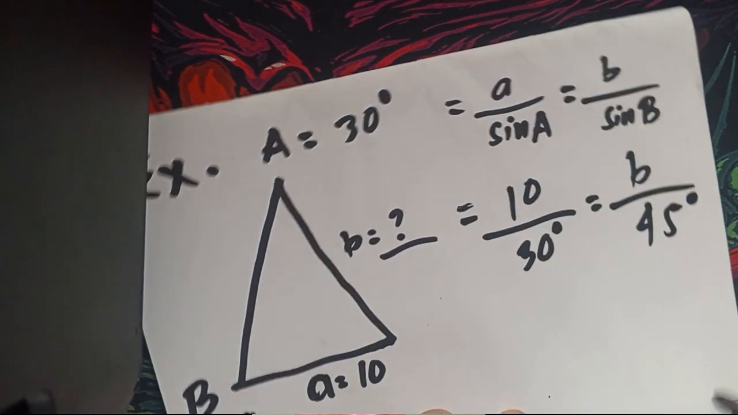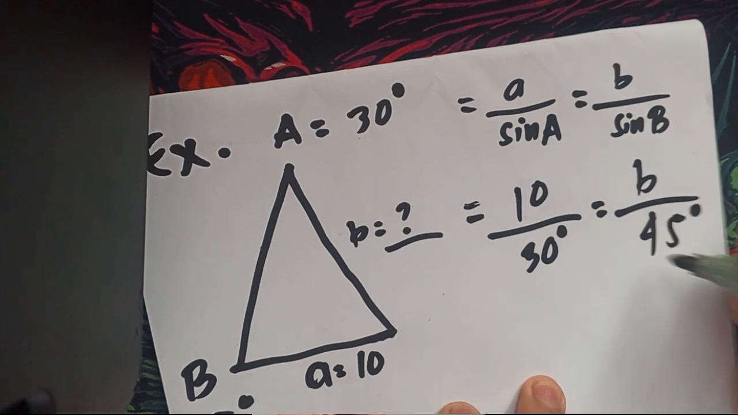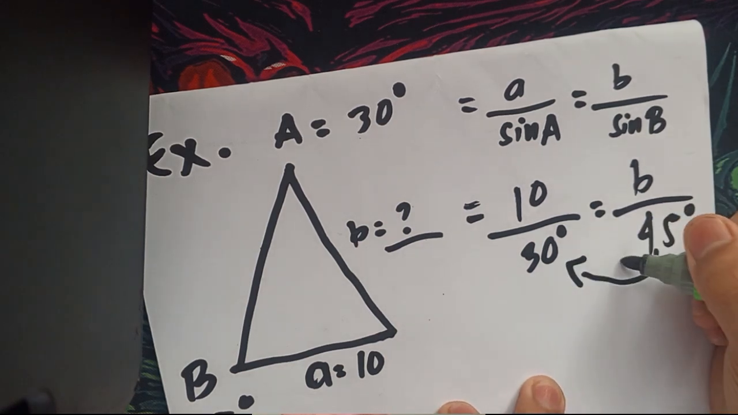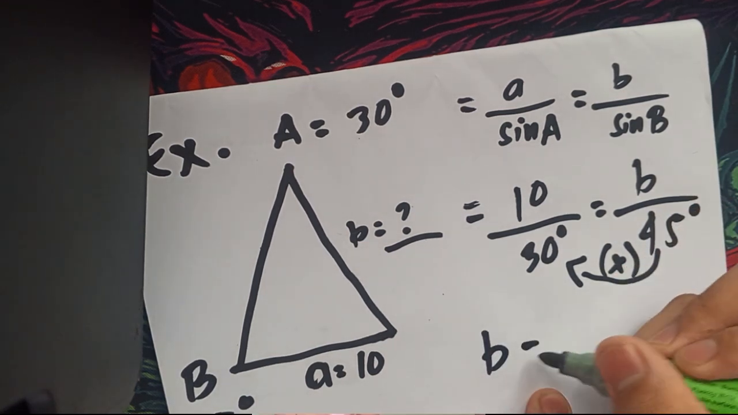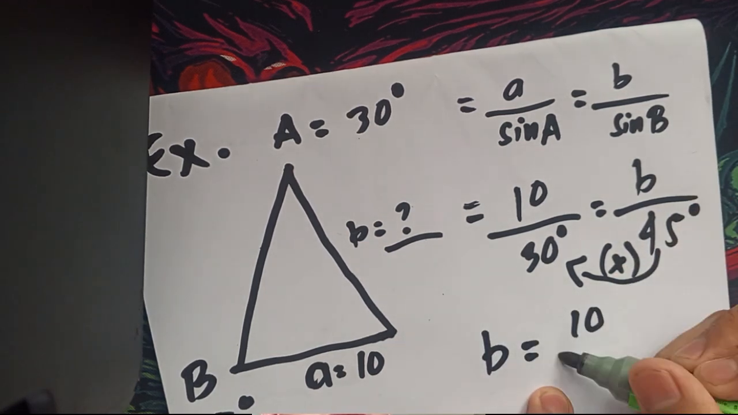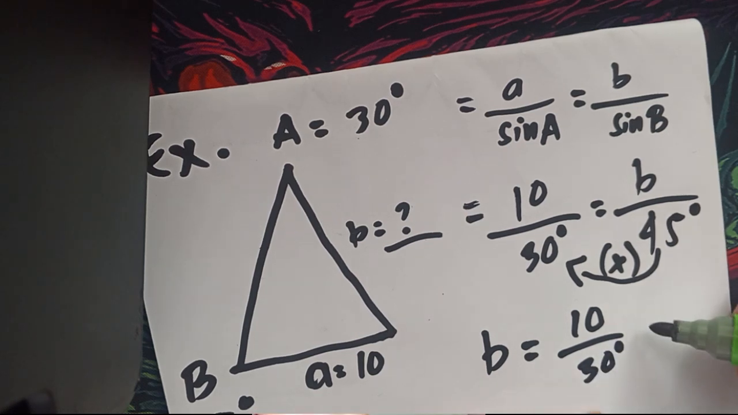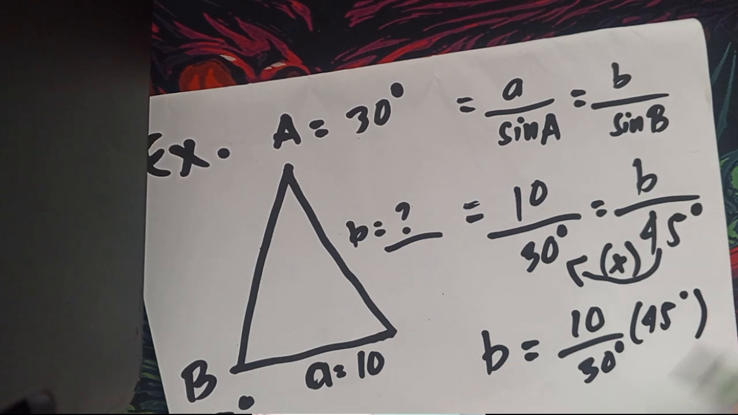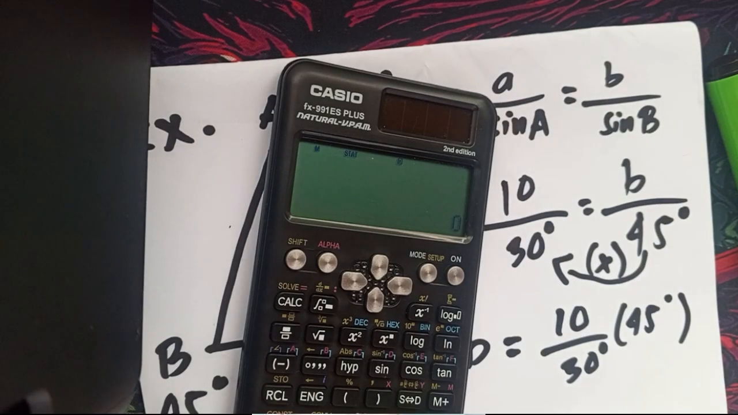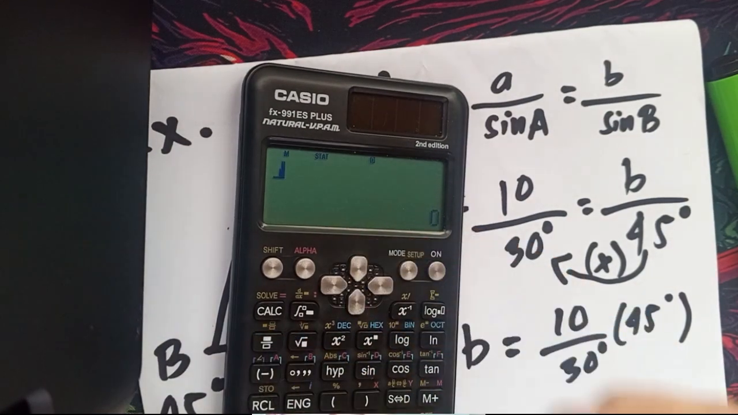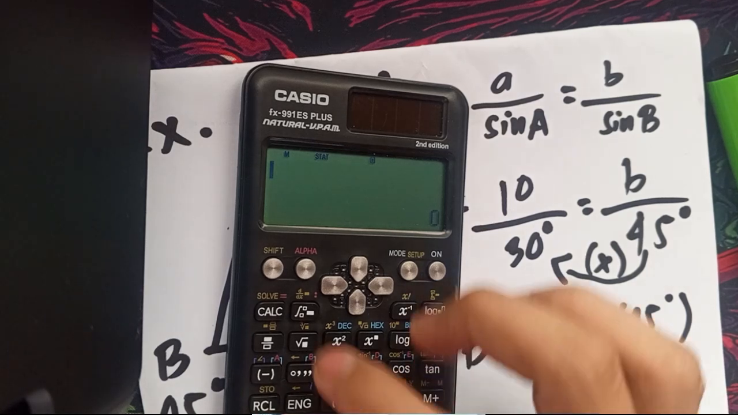So you can find side B using this formula: side A over sine A is equal to side B over sine B. So okay, let's compute it. Our side A is equal to 10 over our angle A, which is 30 degrees, equal to our side B, which is missing, over our angle B, which is 45 degrees. To solve for B, we need to do this.